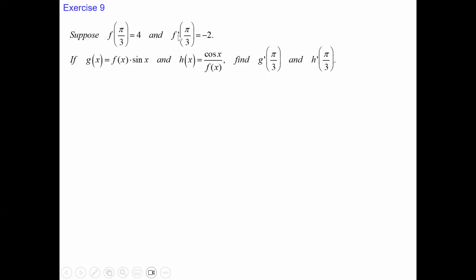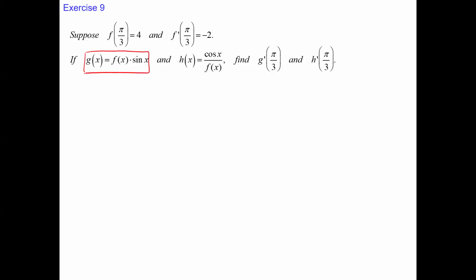The derivative of the function, f prime at pi over 3, is -2. And now we have these two functions, g and h. Function g of x is defined as f of x times sine of x. Function h is cosine of x over f of x. And we have to find the derivative of g and the derivative of h at pi over 3. That's it. Maybe I will do one of them, and you will do another one.